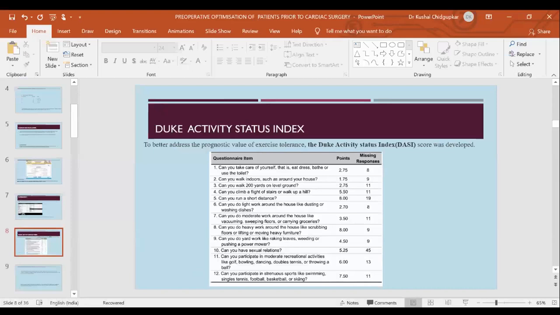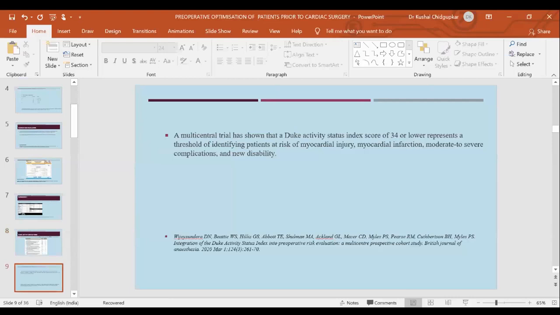Duke Activity Status Index, sir has already spoken about it. It's a self-reported questionnaire. It consists of 12 questions, which we ask the patients. Can you take care of yourself? Can you walk indoors? And so on. And if the score is 34 or lower, that indicates that the patients are at risk of myocardial injury, myocardial infarction, moderate to severe complications, and new disability.